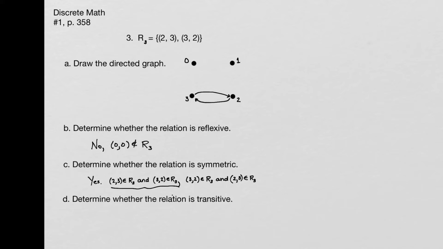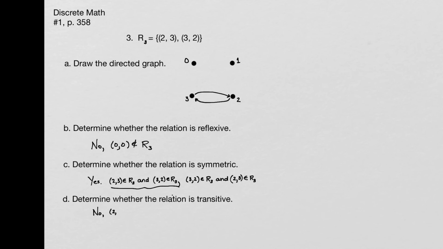Now we're looking for transitive. So what do we know? Well, we know that 2 goes to 3, and then we have 3 going to 2. So if this were transitive, that would mean that 2 should go to 2, because 2 goes to 3, which goes back to 2. So transitive says then 2 should go to 2. So that is not the case. We do not have (2, 2) in this relation. So I will say no.